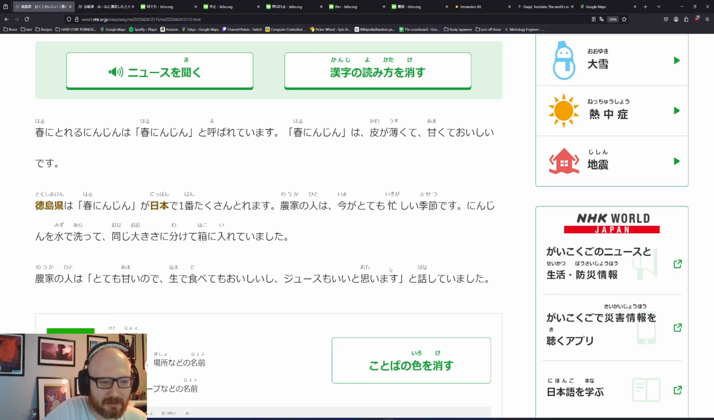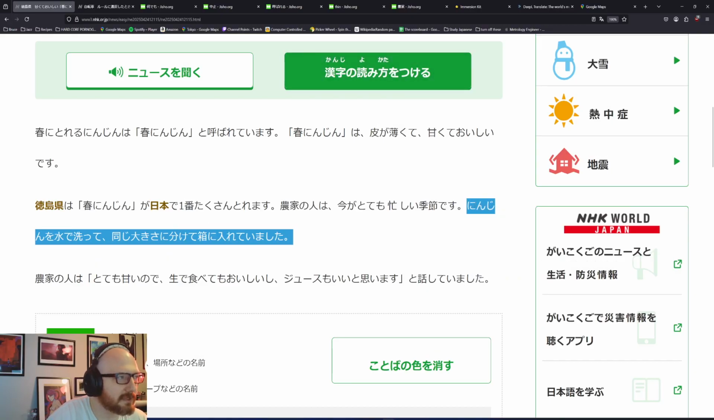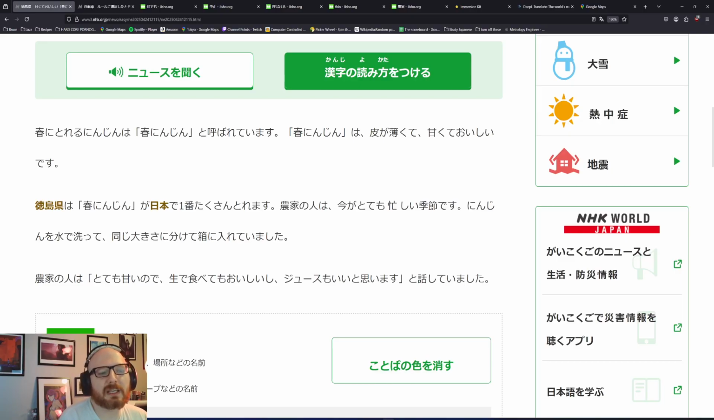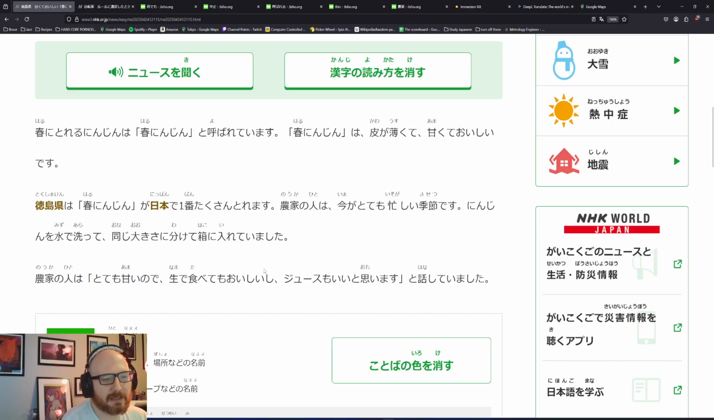同じ大きさに分けて箱に入れてました。Okay. So they're saying they wash them with water and put all the same ones in a big container? Am I translating this right? That seems odd to bother to specify, but then again, this is a very fluff article. They were washing carrots with water, dividing them into equal-sized pieces, and putting them in boxes. Okay, yeah, so equal-sized is what this is saying. Okisa is size in this case. So same-sized ones are being put in boxes, assumably together.